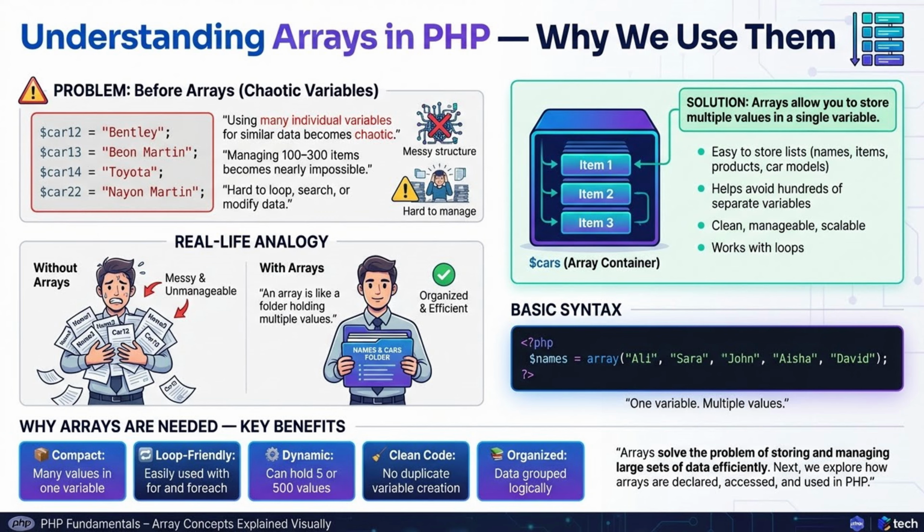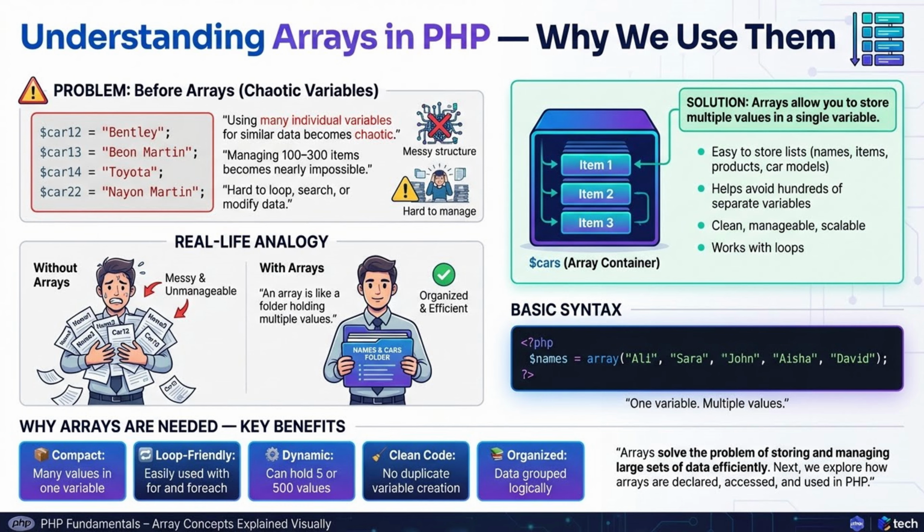The real-life analogy in the infographic explains this in an easy way. Without arrays, handling many variables feels like juggling dozens of loose sheets of paper that are messy and unmanageable. But with arrays, it becomes like storing all those sheets in a single folder. Everything is organized, easy to access, and simple to update.